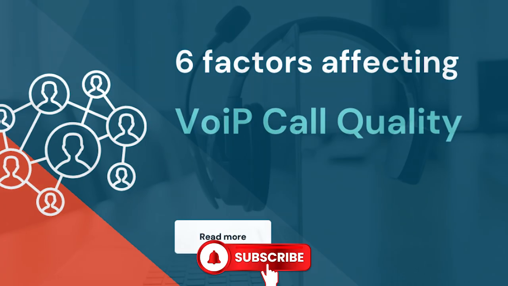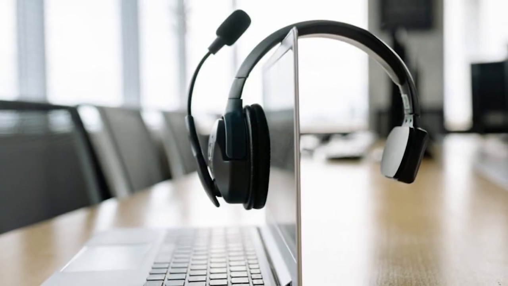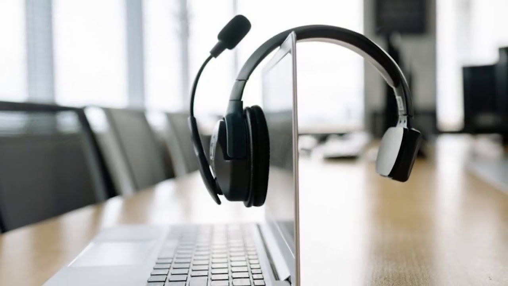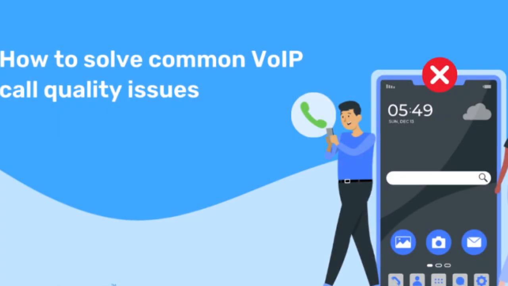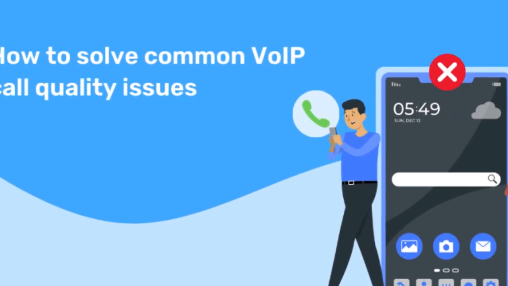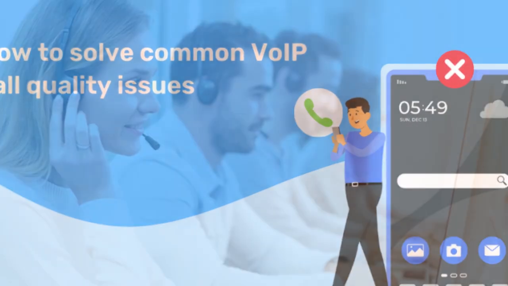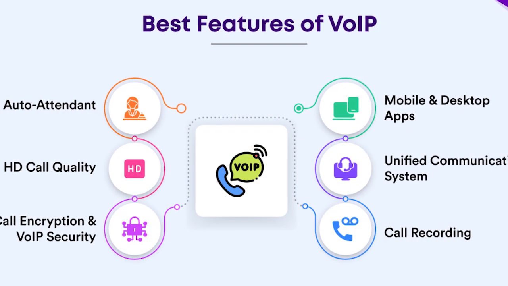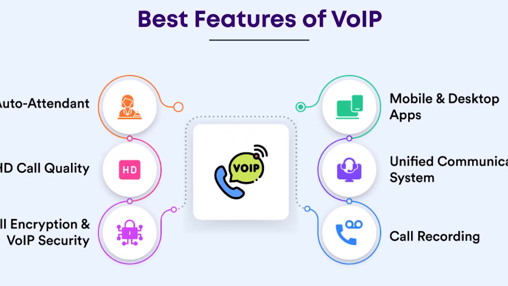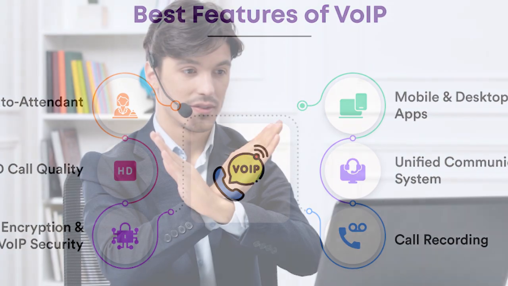The network type you use also matters. Wired Ethernet connections are generally more stable and reliable for VoIP compared to Wi-Fi. Wireless connections are prone to interference from other devices, walls, and distance from the router. If a business wants consistently high-quality calls, a wired infrastructure is usually the better choice.